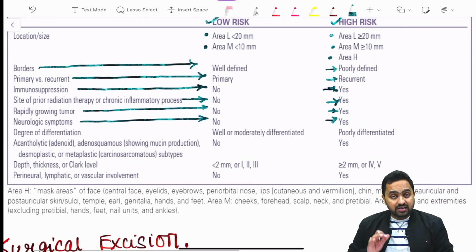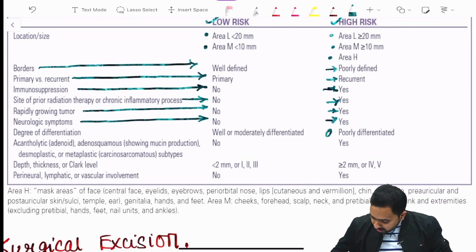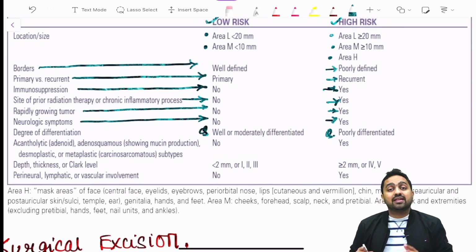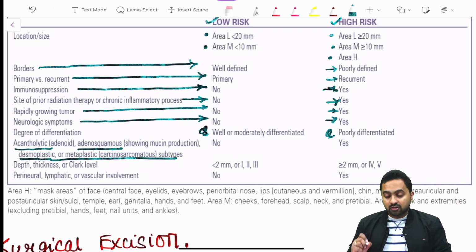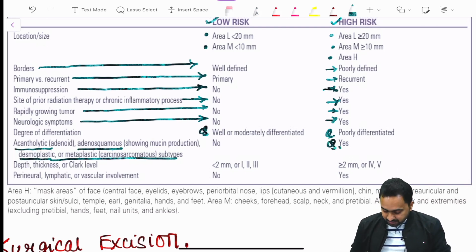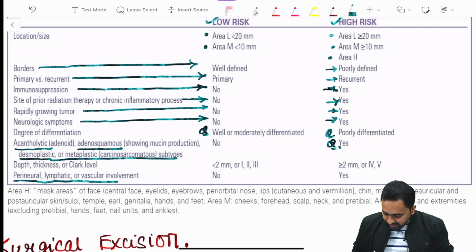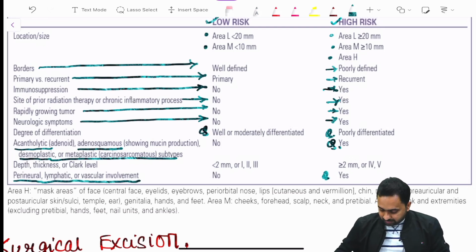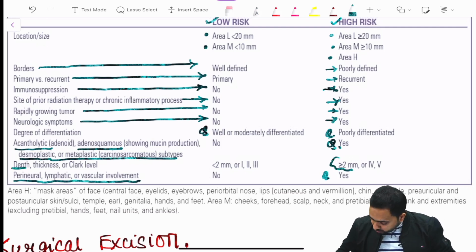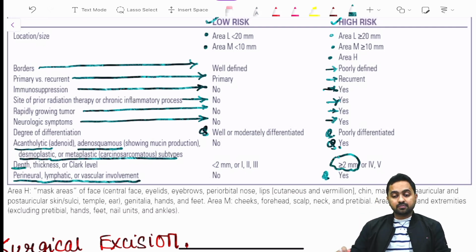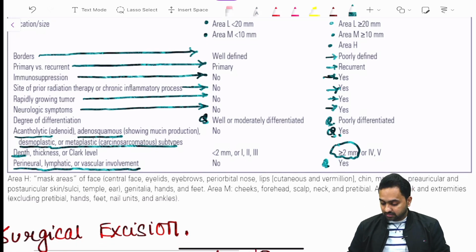Then the degree of differentiation: a poorly differentiated tumor is a high risk, whereas a well or moderately differentiated tumor is a low risk. Then we have the desmoplastic or metaplastic subtypes, or the adenosquamous subtype. Now they make it again a high risk, and perineural, lymphatic and vascular involvement also make it a high risk, and a depth of more than 2 mm makes it a high risk lesion.